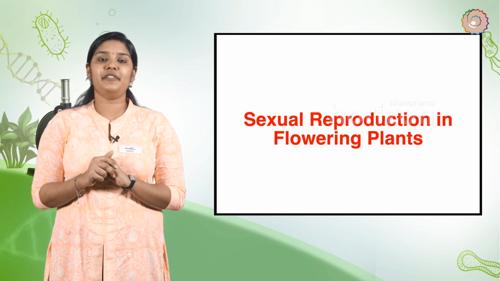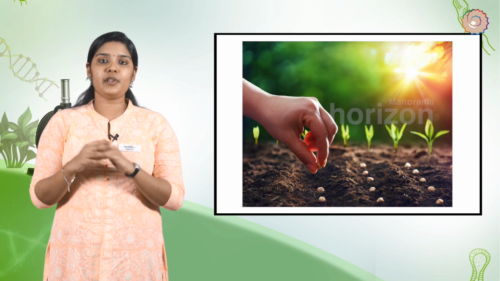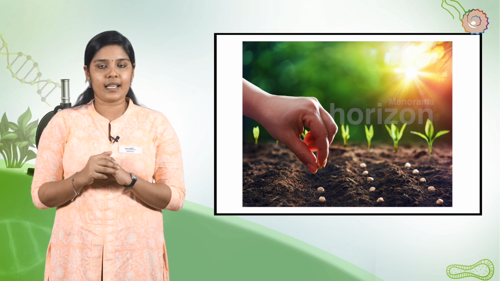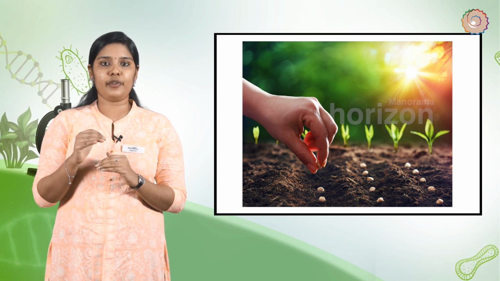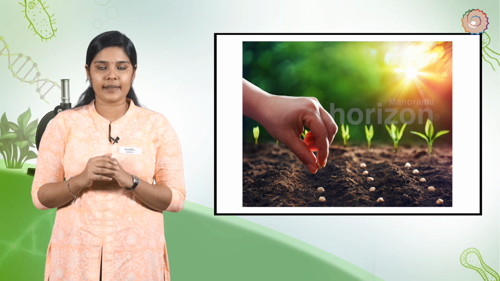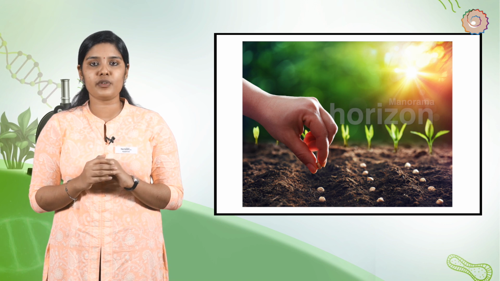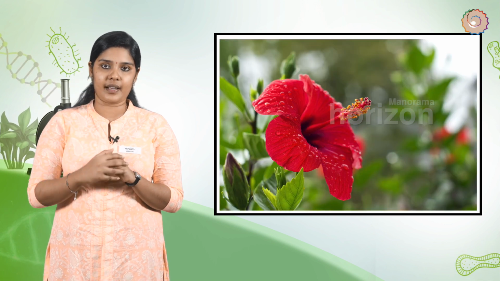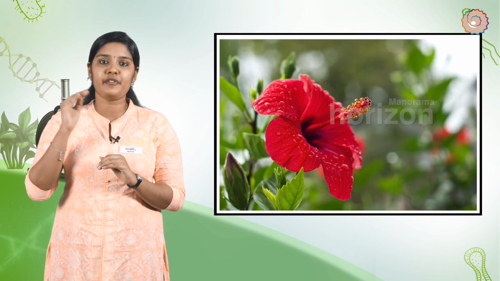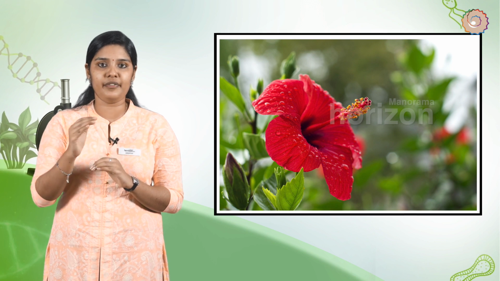Sexual reproduction by flowering plants. Plants produce their offspring through seeds. Seeds contain the genetic information to produce a new plant. In most cases, the major part of the plant responsible for sexual reproduction is the flower. That is, both male and female gametes are produced by the flowers.